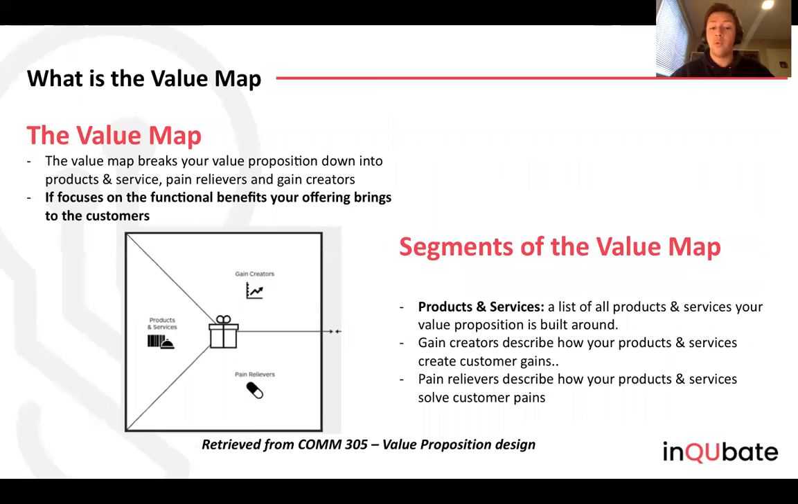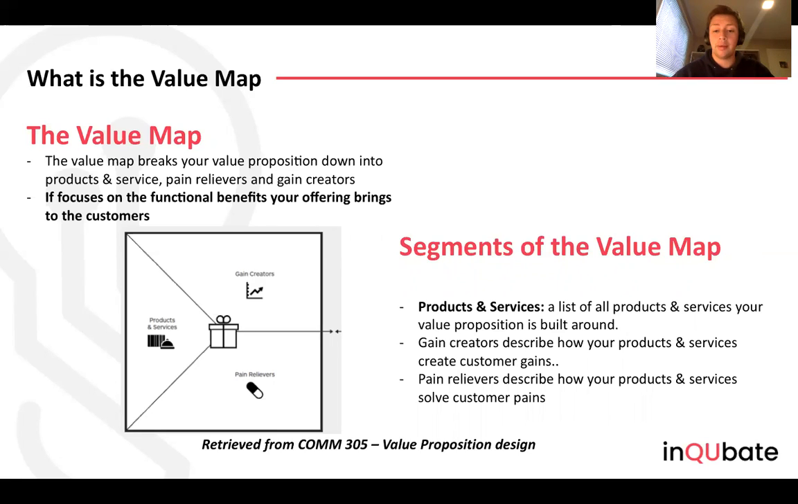So what is a value map? What's this left side of this canvas? So the value map breaks down your value proposition into products and services, pain relievers, and gain creators. It actually focuses on the functional benefit your offering will bring to the customer. And it really describes how you need to have multiple benefits. It cannot have one singular benefit from one single service. It has to have a fleshed out value map to actually have a fleshed out value proposition.